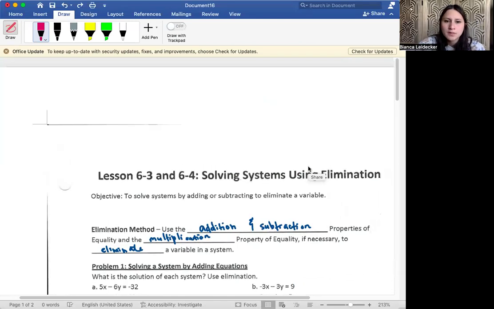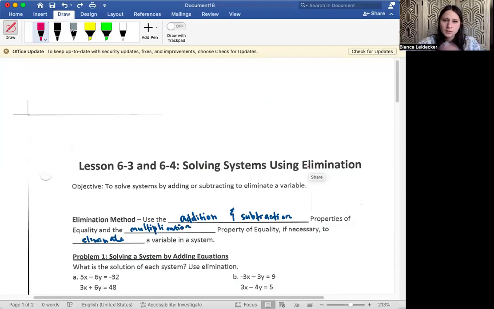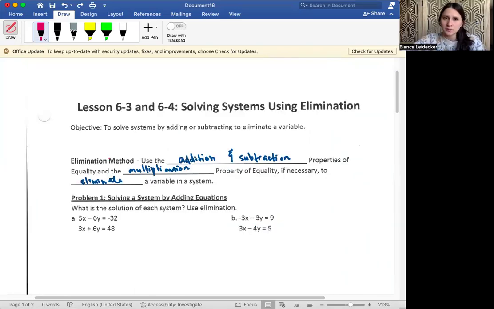Hello, this is the video for Chapter 6, Lesson 3 and 4. In this lesson, we're going to be talking about how to solve a system of equations. Previously, we've talked about solving using graphing, and then we also talked about solving using substitution. Today, we're going to learn a new method. What we're going to look at is solving a system using elimination.